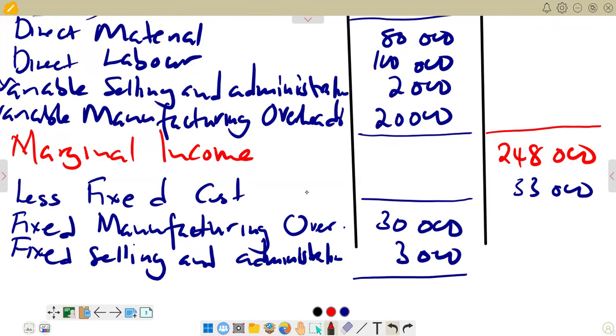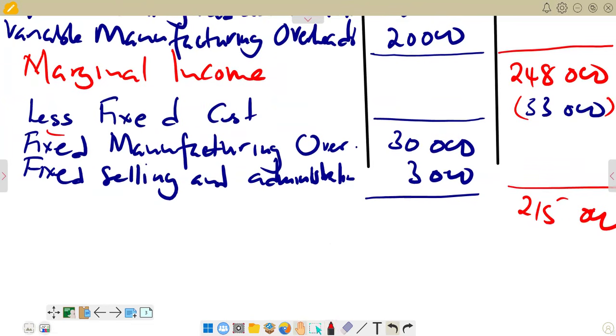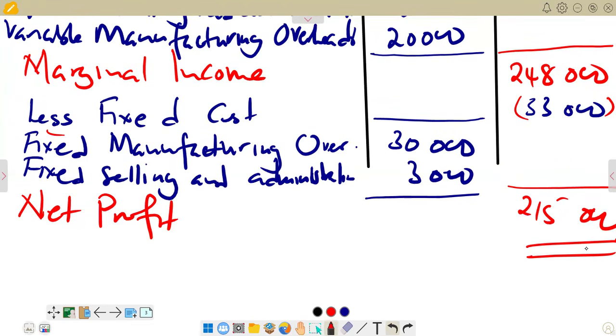Now, remember we are saying less here, so we are subtracting. So we subtract the 33,000 from 248,000, and you get 215,000. So this is going to be your net profit. So we are saying here net profit. So this is the end of our question.